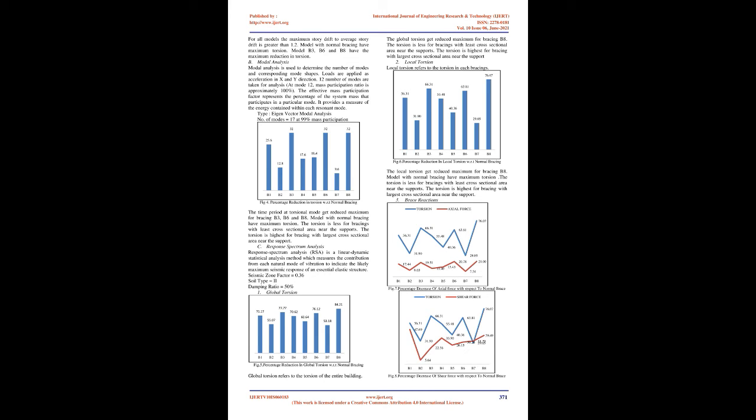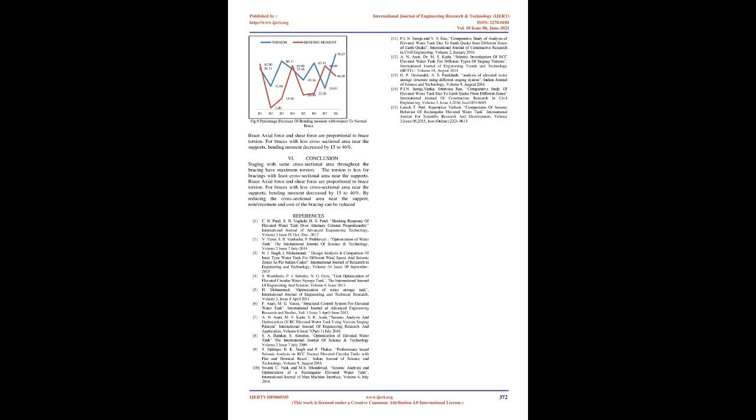Percentage decrease of bending moment with respect to normal brace. Axial force and shear force are proportional to brace torsion. For braces with less cross-sectional area near the supports, bending moment decreased by 15 to 46%.